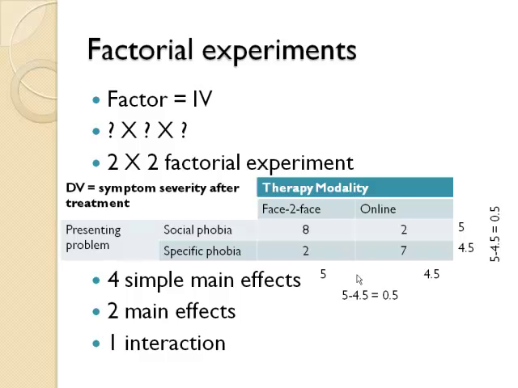An interaction says that the effect of one variable on the DV differs across levels of the other independent variable, usually. And there's 2 ways to interpret it. Looking at your chart, you can go vertically, you can go horizontally. In this case, it makes the most sense to talk about the effect of modality, because you can't really talk about the effect of presenting problem. We'll talk about the difference. So here we say, okay, face-to-face versus online.